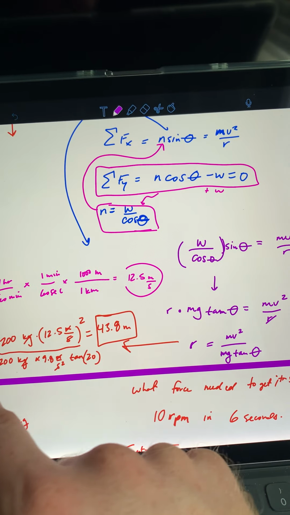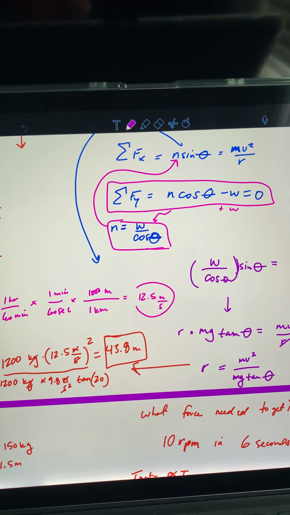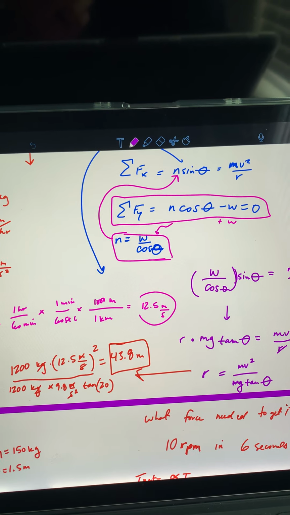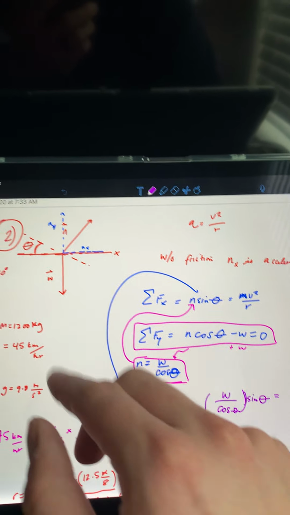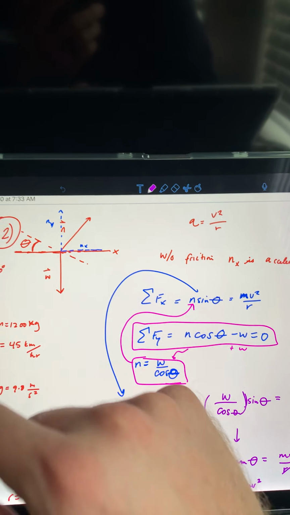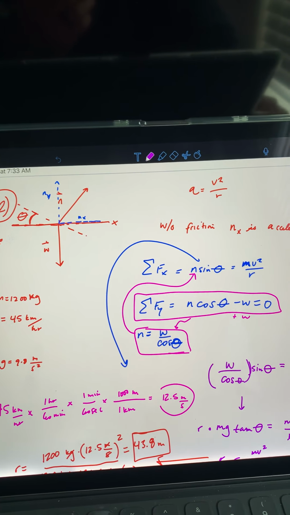So the radius is going to be equal to 43.8 meters for a car that's going around a turn at a 20-degree angle on a frictionless surface traveling 45 kilometers an hour.